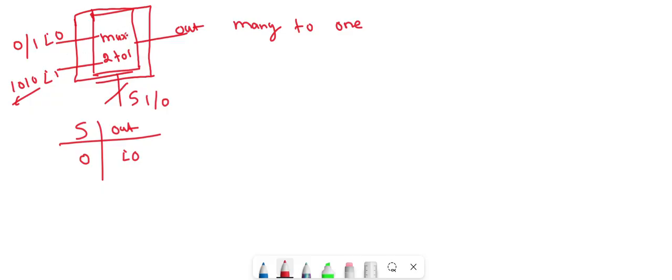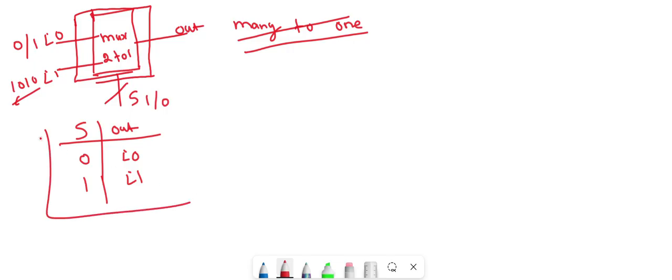In the multiplexing concept, multiple channels are connected or multiplexed together, combined together, and transmitted via a single wire, a single channel, maybe wired or wireless. So it is a many to one concept. If S is 1, I1 will be transmitted. Now this is the truth table, and you can represent it in different ways.